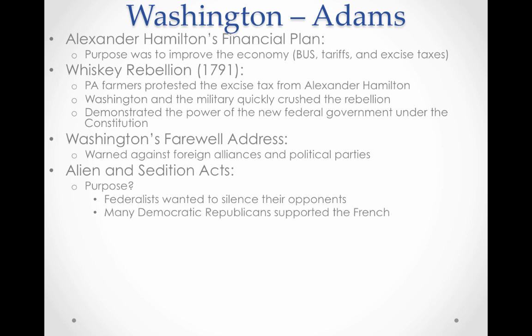Following Washington as president, we have some more turmoil within the United States and fear because there's a lot of international problems as well. So Congress comes together and passes 2 laws, the Alien and Sedition Acts. The purpose of these was that Federalists wanted to silence their opponents. So we're starting to see the growth of political parties.